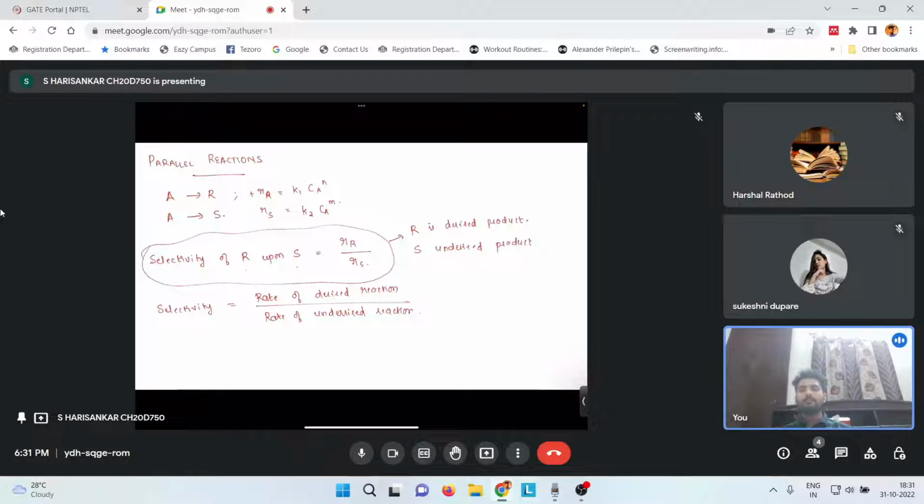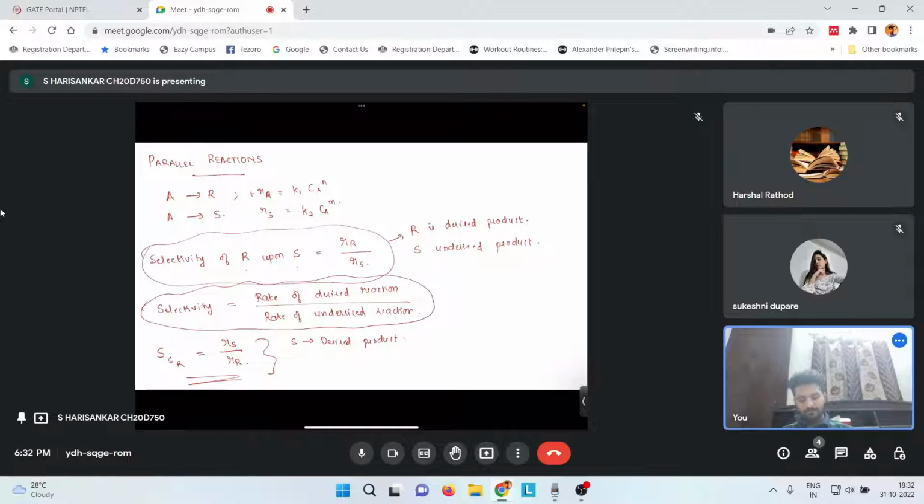Now, if the situation was reversed, selectivity of S upon R, that means S is our desired product instead of R, then the selectivity of S upon R will be RS by RR basically. In this case, S is our desired product. So basically in general, selectivity means the rate of desired reaction by the rate of undesired reaction. Okay, so that is what selectivity means.